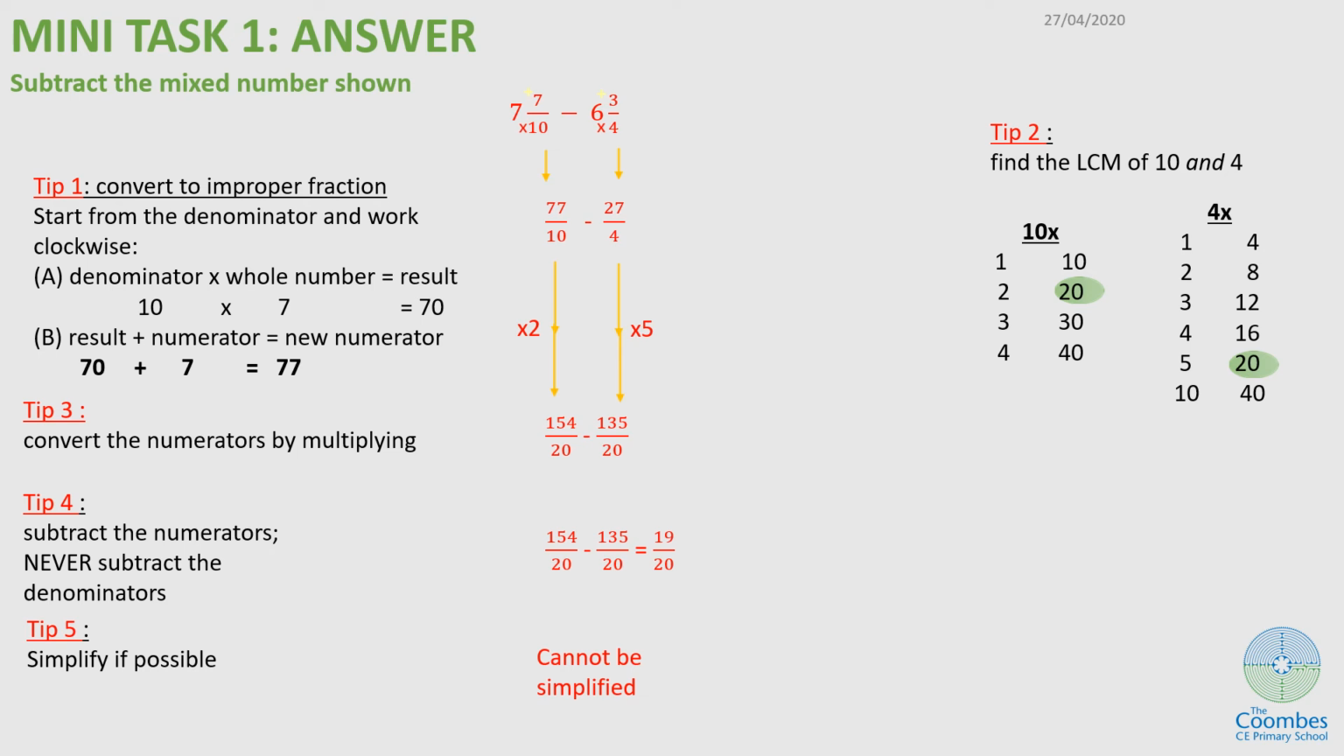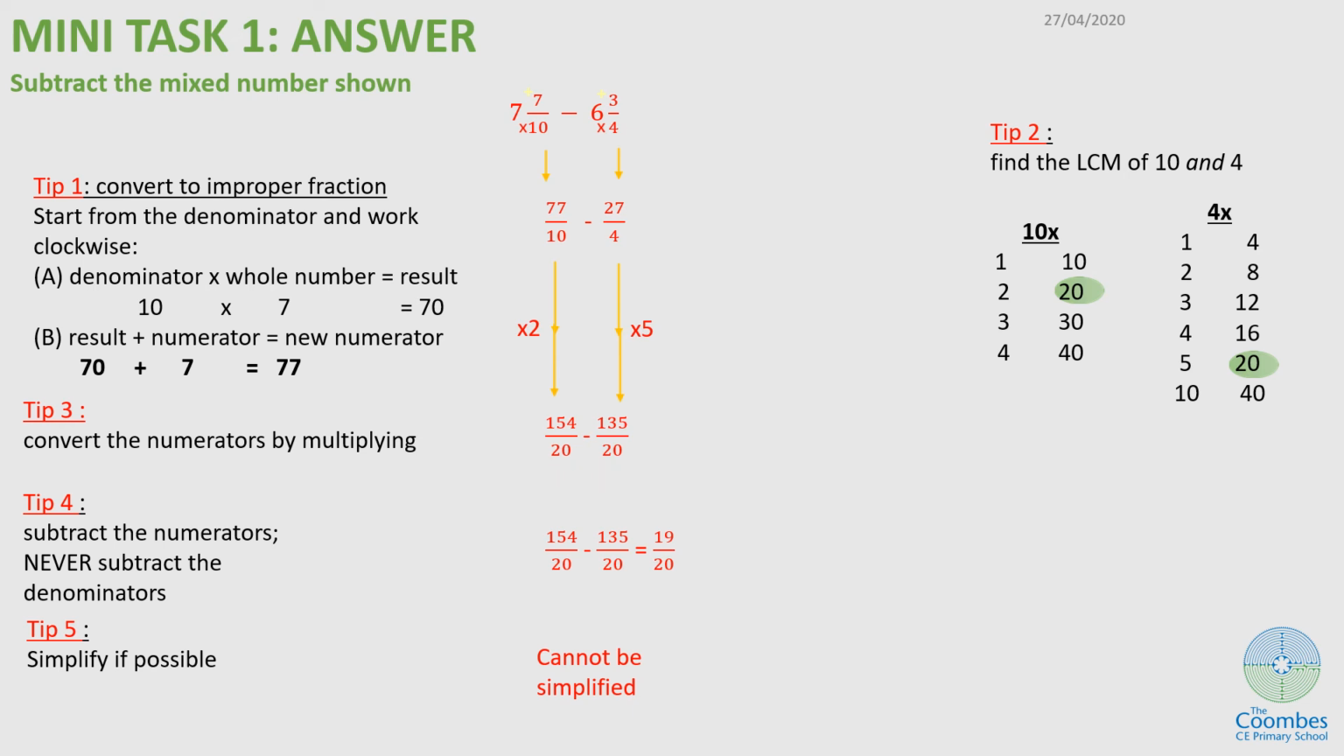I have to do the same with the second fraction. Now, the denominator has turned to be 20. I'll have to ask myself, what will I multiply 4 by to get 20? And from my multiples, I can see 4 times 5 is 20. So I have to multiply the numerator also by 5, 27 times 5. And 27 times 5 will give me 135. So my denominators are now the same and I can subtract.